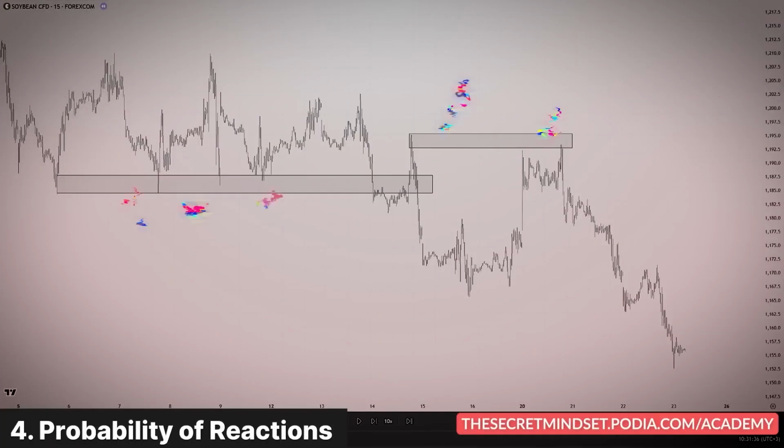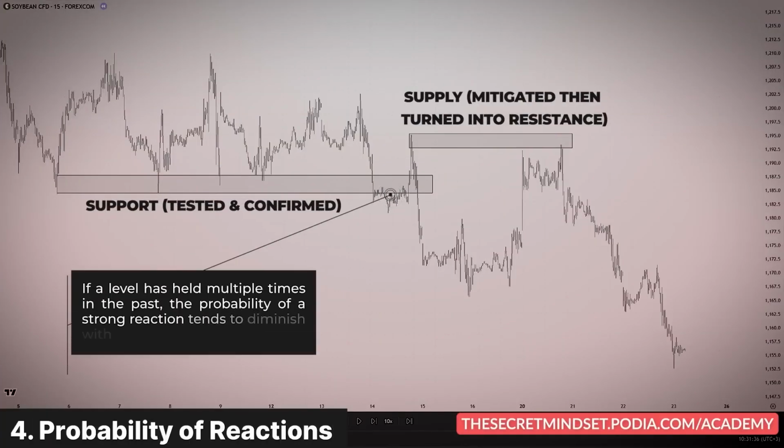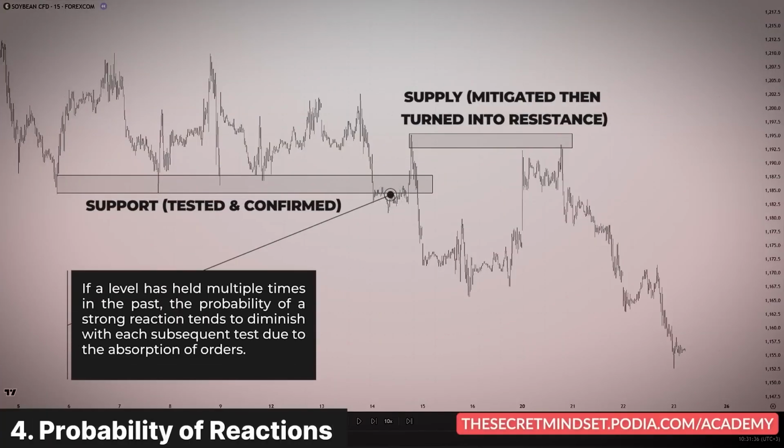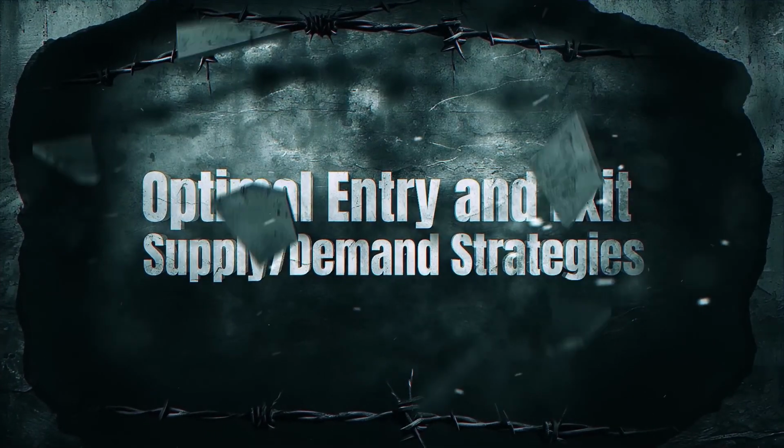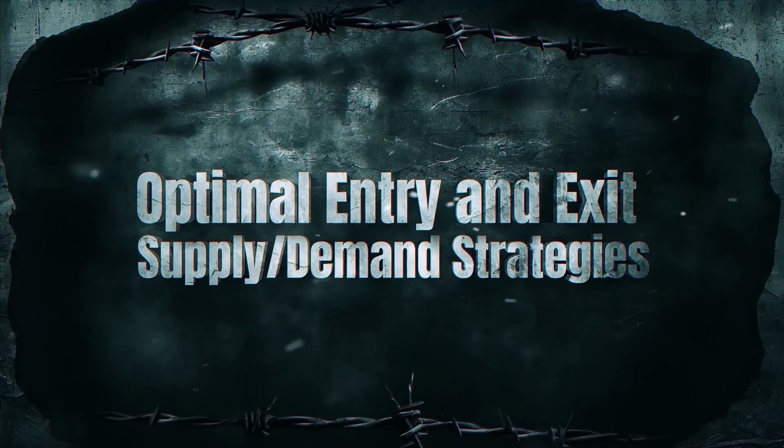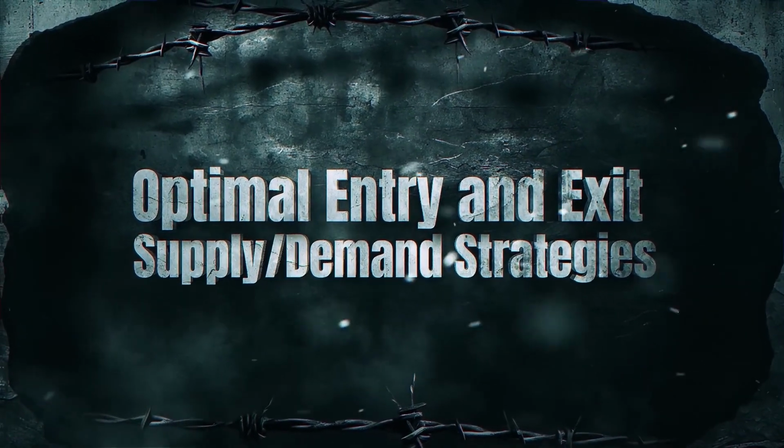So while trading support and resistance can certainly be effective, especially if a level has proven itself multiple times in the past, the probability of a reaction tends to diminish with each subsequent test. This is why you should focus on fresh zones, where the initial imbalance between buyers and sellers is likely to be the most significant.